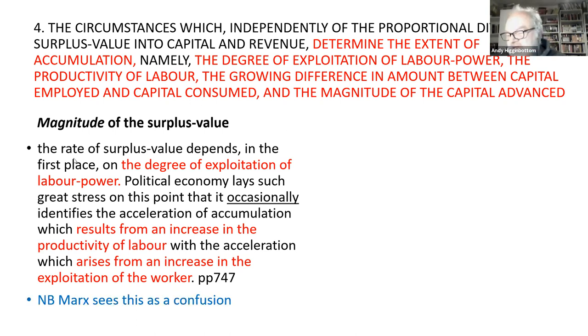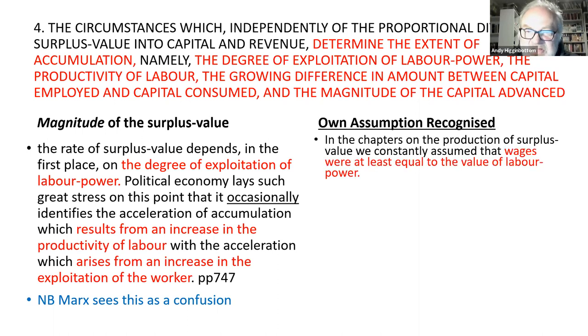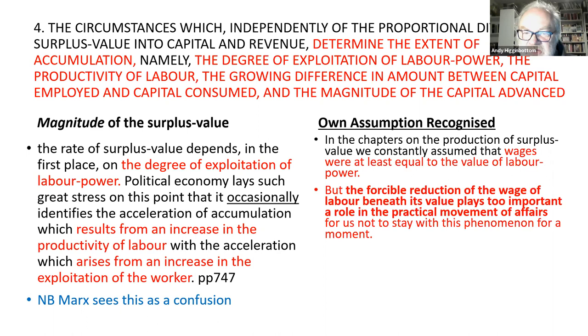He starts off with addressing another confusion in the classical political economic literature, which is that very often the degree of exploitation of labor power and the productivity of labor are confused. And he says, of course, in practice they can coincide, but they are distinct and one does not reduce to the other. So in other words, it can be the case that the productivity of labor is increasing at the same degree of exploitation, but it could also be the same degree of productivity, but an increase in the exploitation of labor power.